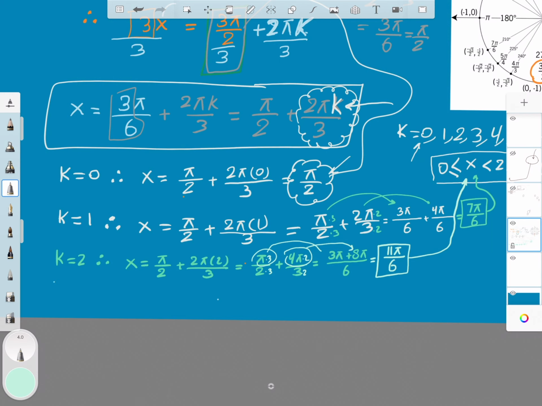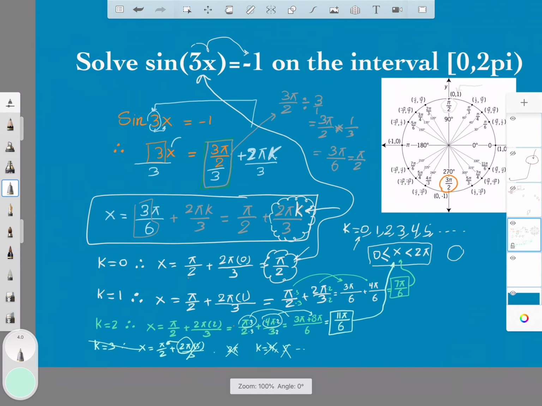And we can continue for k equal to 3. We get x equal to pi half plus 2 pi times 3 over 3. So at this point, the 3 cancel. So 2 pi plus pi half, it will pass 2 pi. So we don't accept k equal to 3. And we don't need to go for k equal to 4, 5, because it will be over our domain.